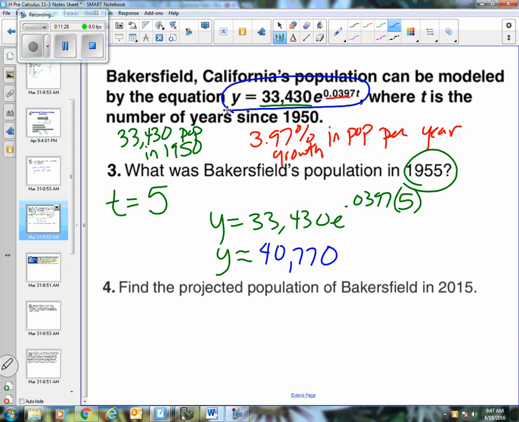We'll round it to the nearest whole, because if you're going to drive into the city, welcome to Bakersfield, California, population 40,770.29. You don't want to be the 0.29. So let's just round it to the nearest whole. That probably makes more sense. That's one way to do it.